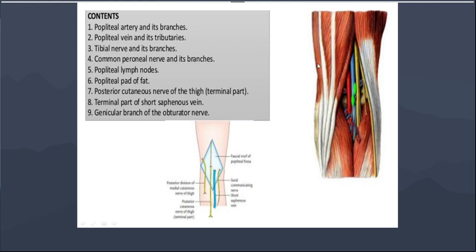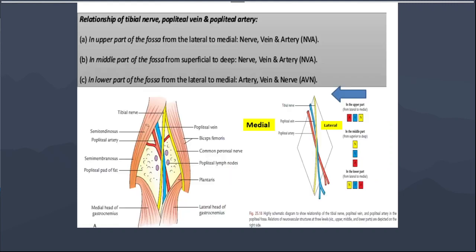Now the contents are, you can see here, popliteal artery, popliteal vein, then tibial nerve, then common peroneal nerve. Here this is the common peroneal nerve, this is the tibial nerve. Then you can see the popliteal lymph nodes. Then you can see the popliteal pad of fat. Then I told you this one, posterior cutaneous nerve of the thigh. Then short saphenous vein. Then genicular branch of the obturator nerve. So you can write contents like this. Okay, all these points you are going to write in your exam.